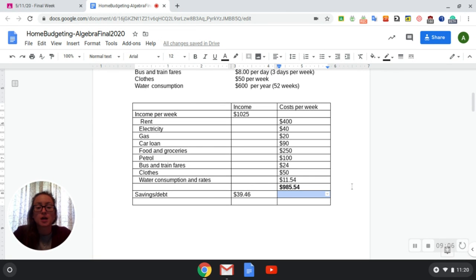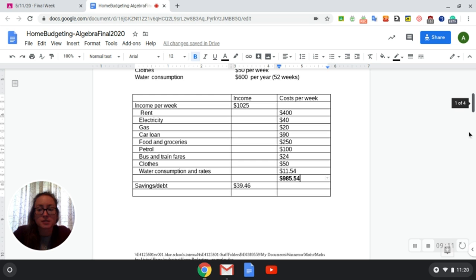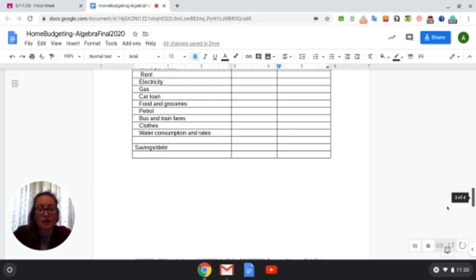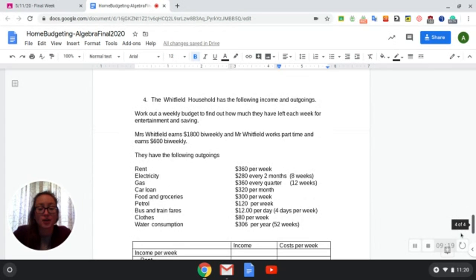Okay. So that is all you're doing for this budget final assignment. There are 3 more scenarios down here, and you just fill out the chart. You figure out if they've saved money or they're in debt.